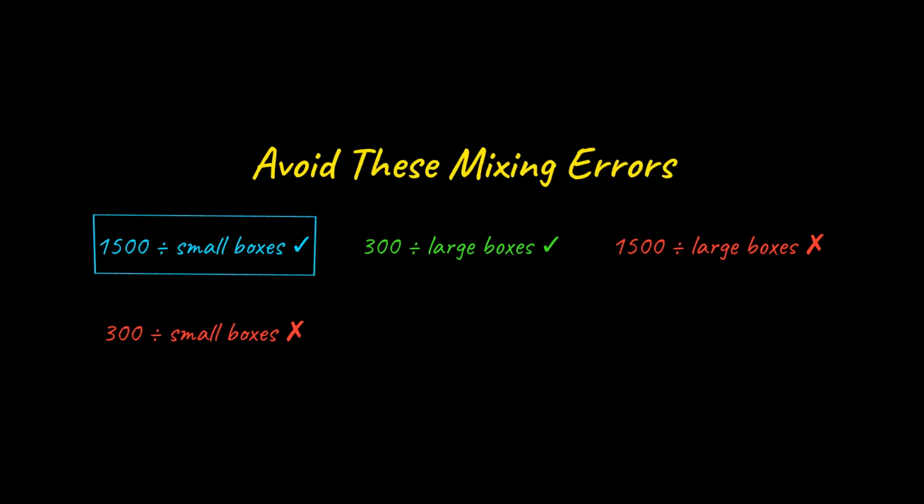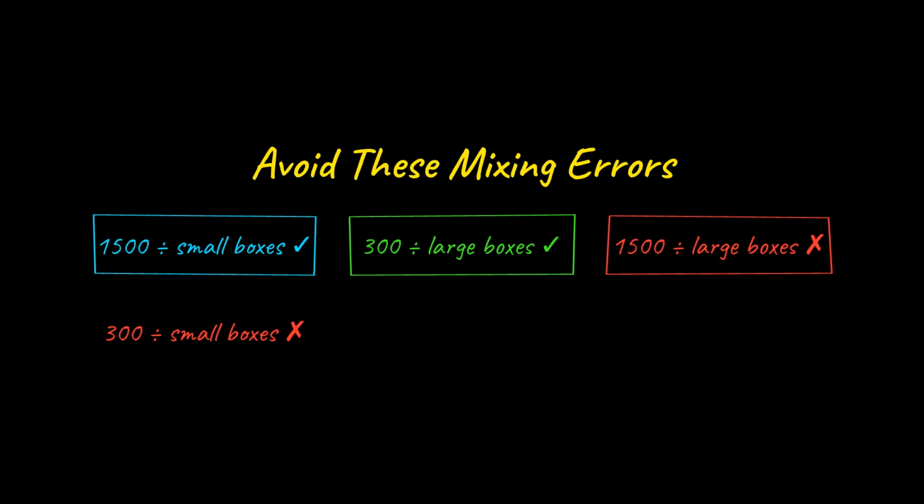The most common exam trap is mixing numerators with the wrong box size. 1500 pairs with small boxes and 300 pairs with large boxes. Swapping them produces wildly inaccurate rates. Always match the numerator to the box size being counted.